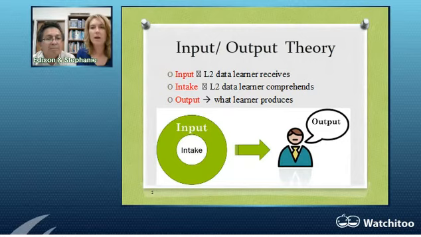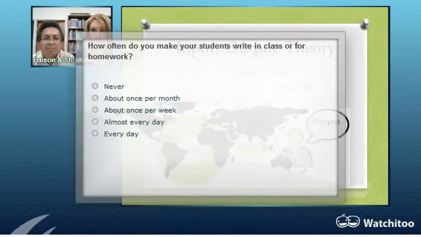So we have a poll, and we'd like everybody to answer it. How often do you make your students write in class or for homework? On your computer screen, please type in your answer. Choose one of the answers: never, once a month, once a week, every day, or almost every day. We just want to get a sense of how common writing assignments are for you. And we'll see the results updating here.